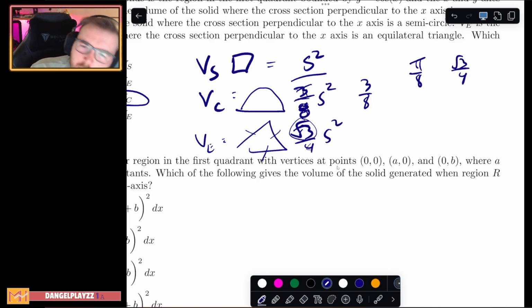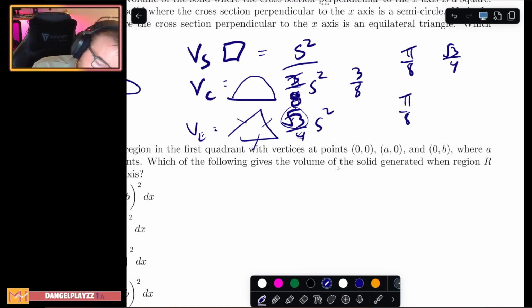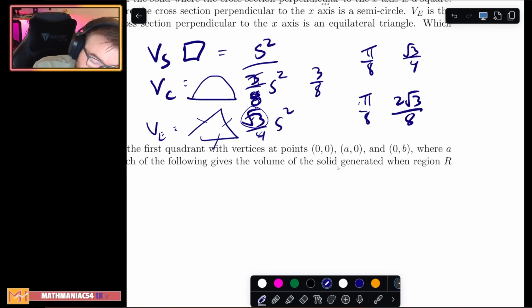I guess we need a common denominator, right? So which is bigger, pi or 2 root 3? This is 3.14. I guess it's the root 3 that's a little tough, because I don't know what root 3 is as a decimal. I know it's somewhere between 1 and 2, right? Because the square root of 1 is 1.